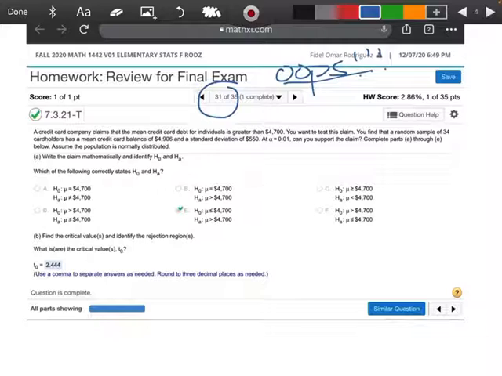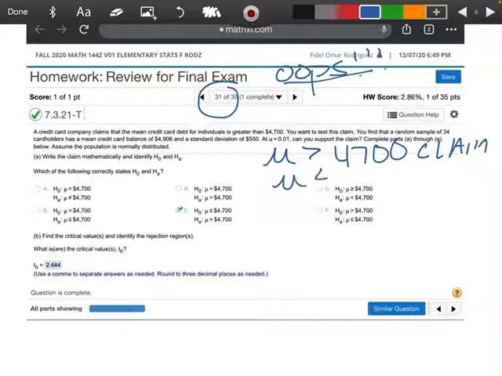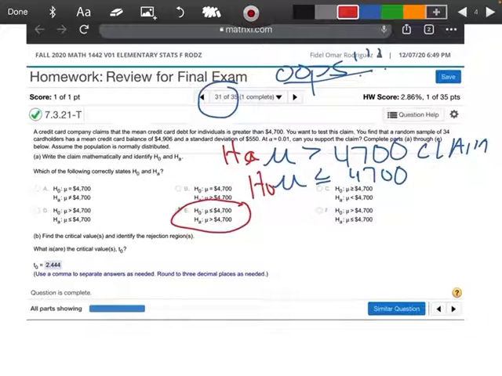Okay, so it says a credit card company claims the mean credit debt for individuals is greater than 4,700. So their claim is that mu is greater than 4,700, and this is our claim. The opposite of saying something is greater than is saying that it's less than or equal to 4,700. Remember, this is my HA, and this is my HO. Part A says write the claim mathematically and identify HO and HA. We did that earlier. That part was correct.